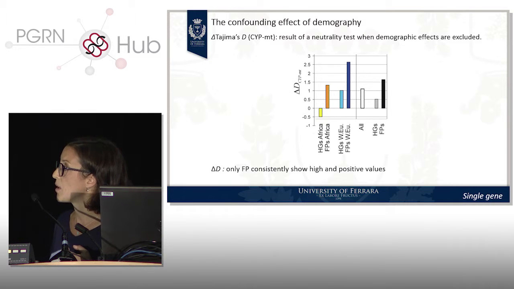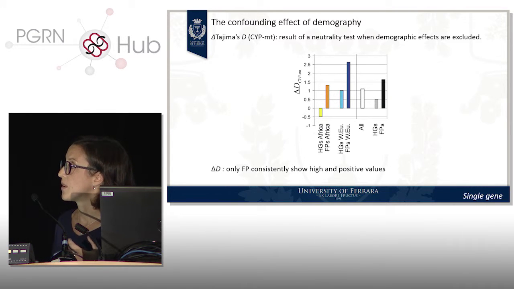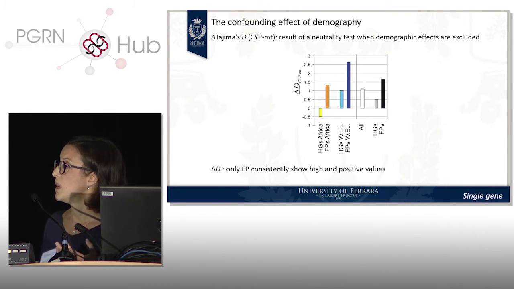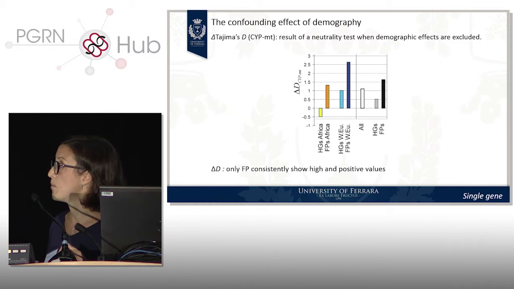Another line of evidence comes from a very traditional test of neutrality, which is Tajima's D. You will be hearing me talk about this test several times. Tajima's D is a neutrality test based on the site frequency spectrum, and given this definition, it is affected both by selection and by demography. So if we want to test whether the signal at your gene is robust in terms of selection, then you have to control for the demographic effect.